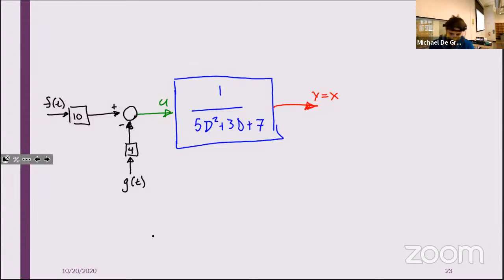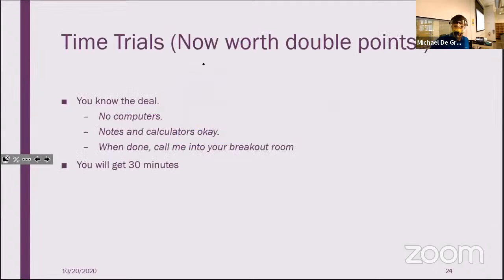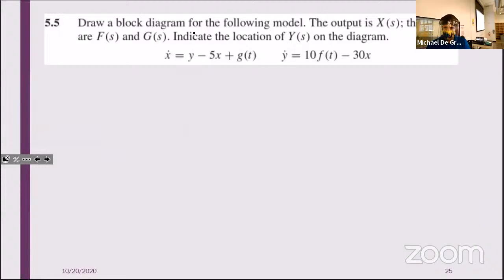Okay. I'm going to throw you guys into your teams. You get 30 minutes to work on the next thing. You get your breakout rooms and everything. Walk around, both in class and virtually. This is going to be time trials. We're double points since we didn't do anything last week. You guys know the deal. You'll get 30 minutes to do this problem.